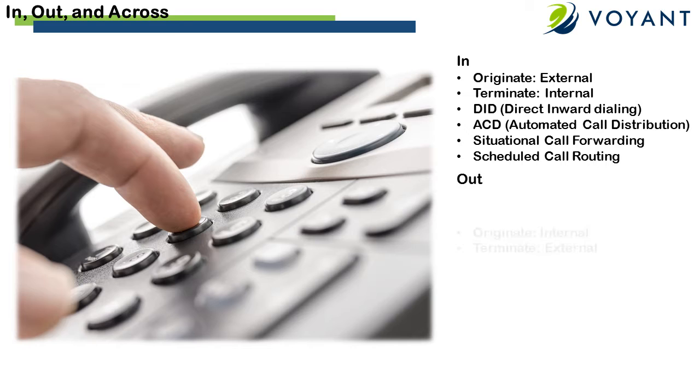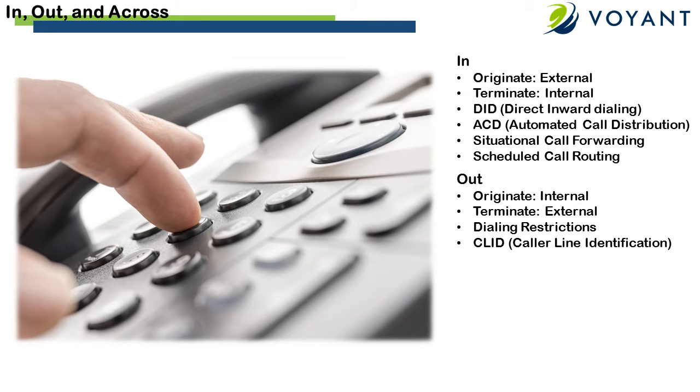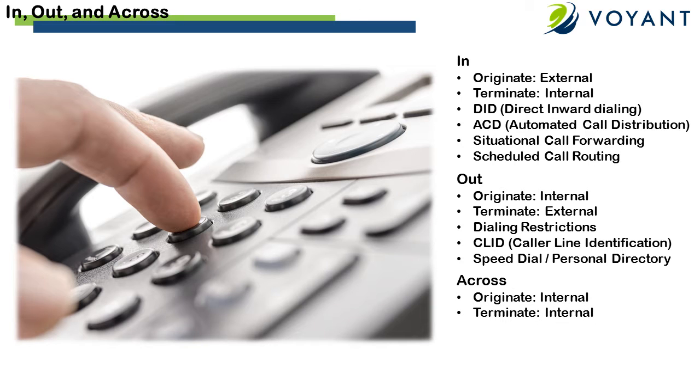Outgoing calls originate in your system and terminate outside of it. These are the calls your employees make when they contact sales prospects or other companies. An important consideration here is dialing restrictions, such as enabling or disabling international dialing. Another factor in outgoing calls is caller line identification, in other words, the way your caller ID is presented to external companies. Lastly, speed dialing and personal directories are ways to make outgoing calls to the same numbers easier, quicker, and more accurate.